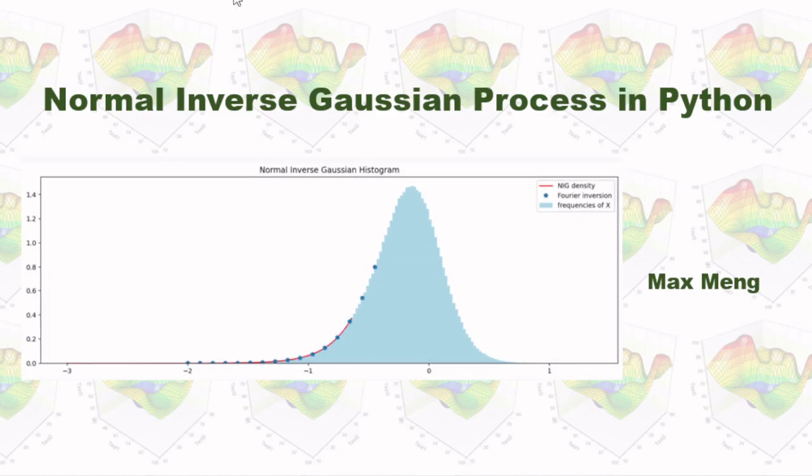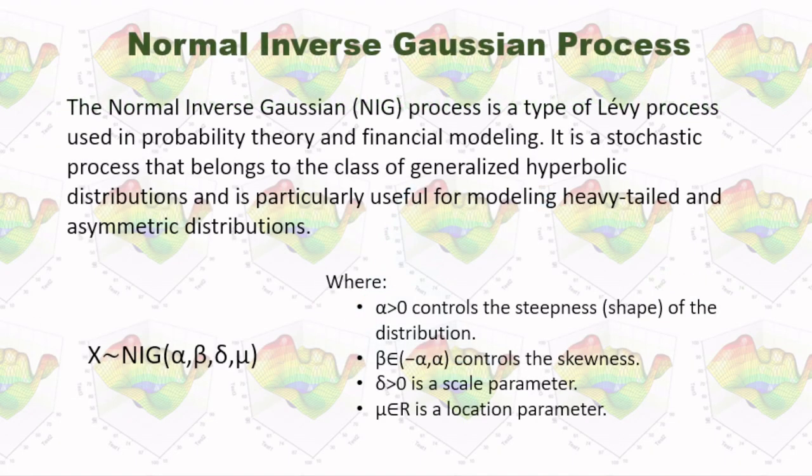This time, I'm going to talk about normal inverse Gaussian process in Python. The normal inverse Gaussian process is a type of Lévy process used in probability theory and financial modeling. It is a stochastic process that belongs to the class of generalized hyperbolic distributions and is particularly useful for modeling heavy tails and asymmetric distributions.